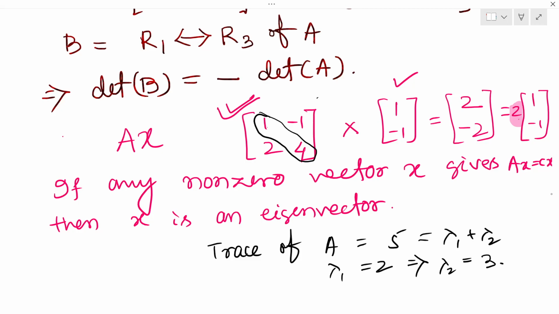Without doing any calculation, directly I have obtained my other eigenvalue. It is one of the significant properties. Next.